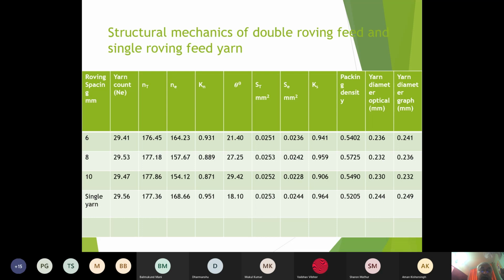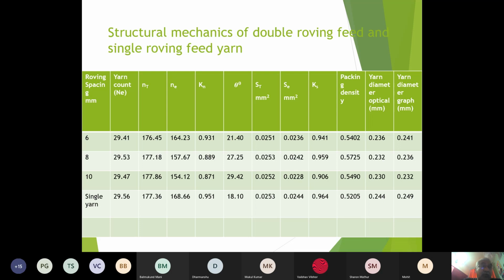And if I take this issue from the packing density point of view, because this is only one factor of structure I'm talking about at this moment, and as I said, there are other structural characteristics also influencing my property, which I don't know at this moment. So I have only information related to packing density and area of fiber and number of fibers in the cross section, so our conclusion will be limited. Keeping that in mind, packing density is more in case of double roving feed in comparison to single roving.